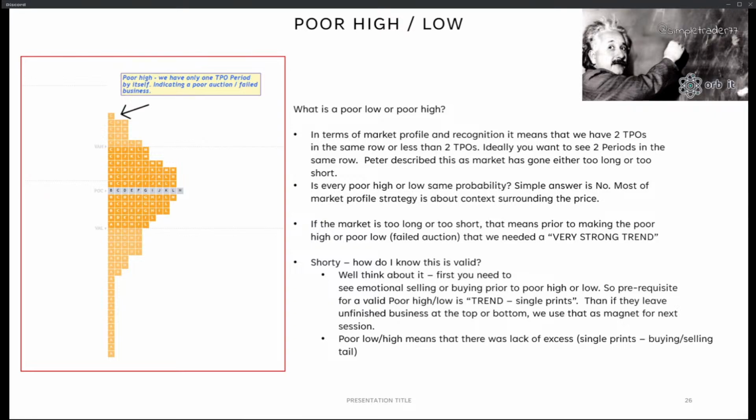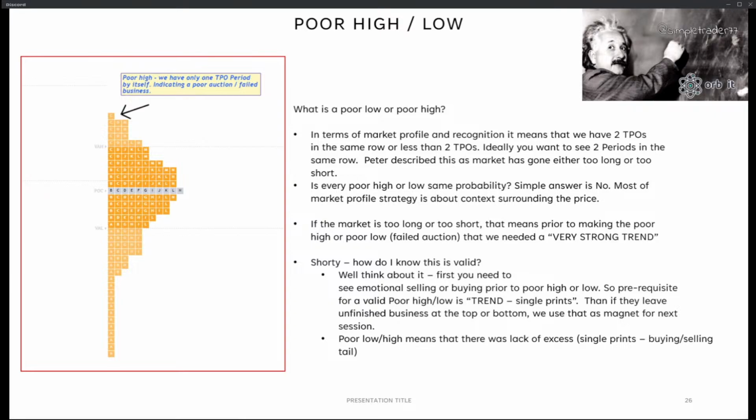So on the poor high and poor low, all it means is that there's unfinished business and they're most likely going to fix that, right? And the probabilities of fixing the poor highs and poor lows matter in terms of trend day versus bracketed days. If you have a D shape and you have a poor high or poor low, your odds are probably twice as high as if it was a trend day. Because usually on typical, normal days, your range is not as high, so the retest and fixing of those poor highs and poor lows increases.